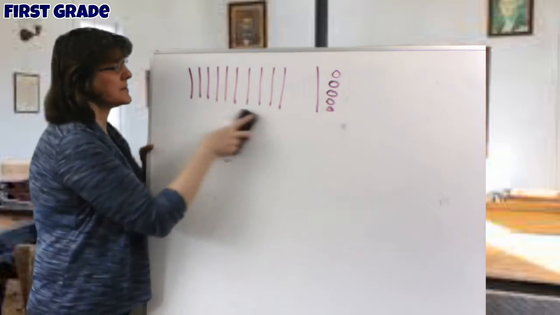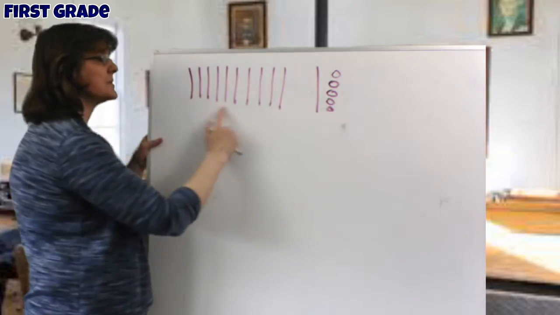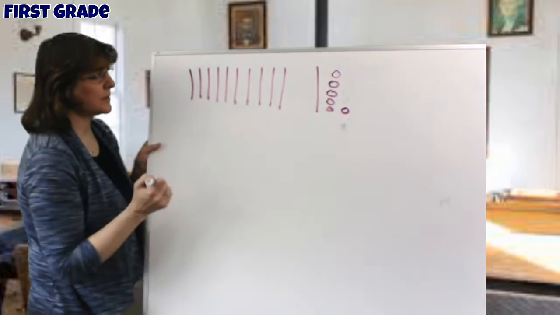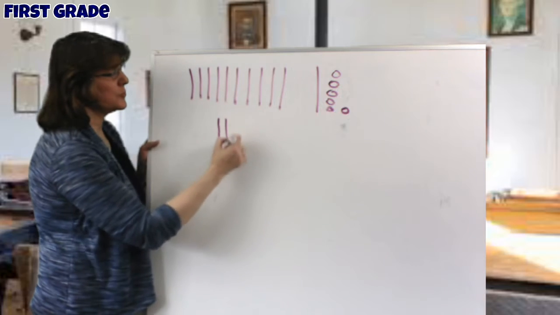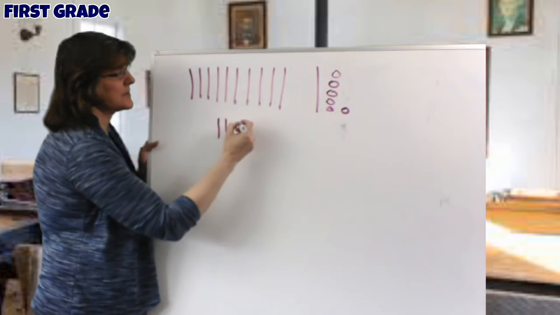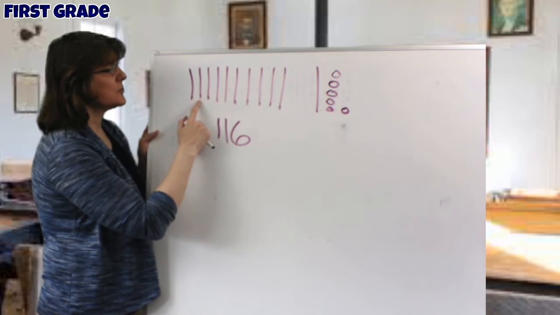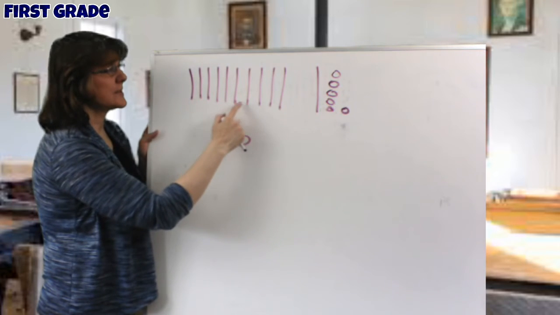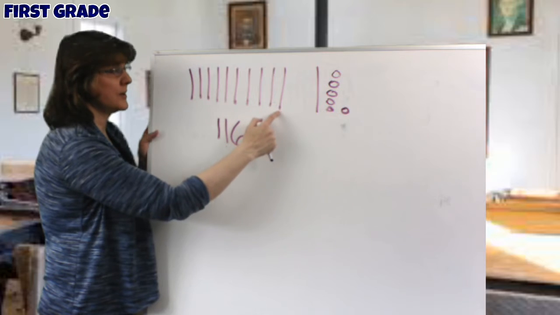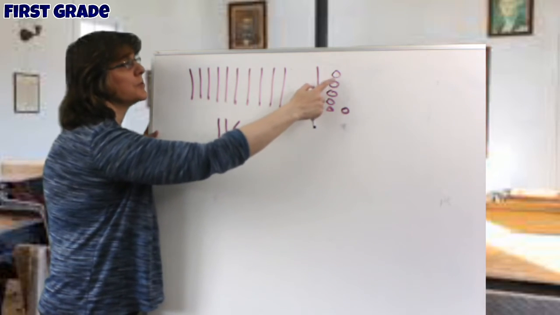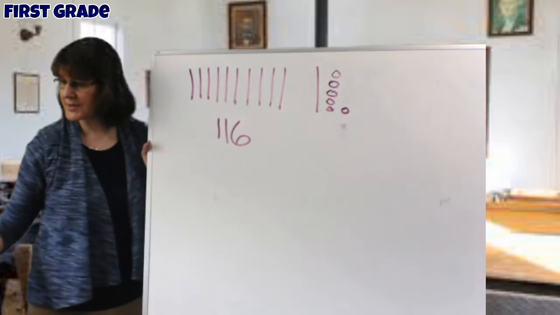Number 6. We still kept the groups of 10 tens, the 11th 10, and now we're adding one extra one here. So we have 11 groups of 10, and now we have 6 in the ones. Our number is 116. 10, 20, 30, 40, 50, 60, 70, 80, 90, 100, 110, 111, 112, 113, 114, 115, 116.